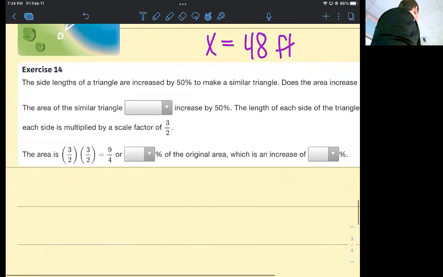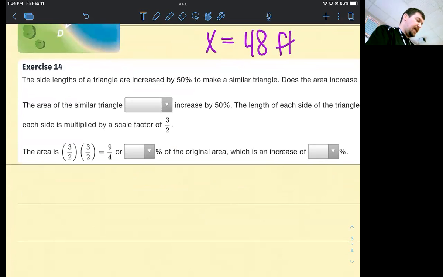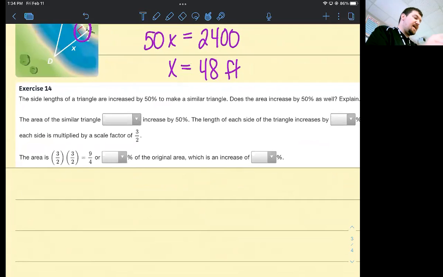All right, I got one homework problem and we'll be done for today. Number 14 says the lengths of a triangle are increased by 50% to make a similar triangle. Does the area increase by 50% as well? If I increase the side lengths by 50%, so they're 150% of what they were, is that going to make the area 150% of what it was? Can you prove that the answer is yes or no? Carson?